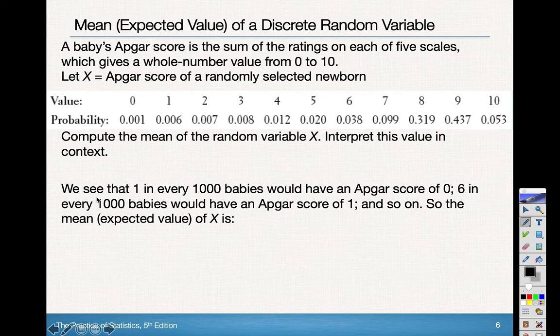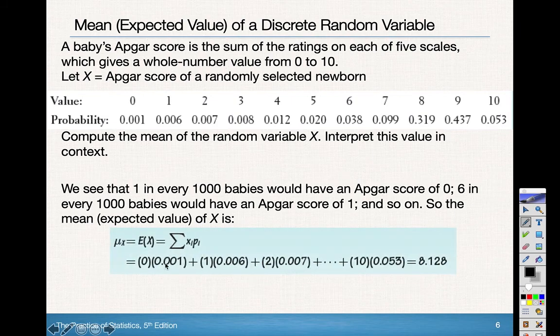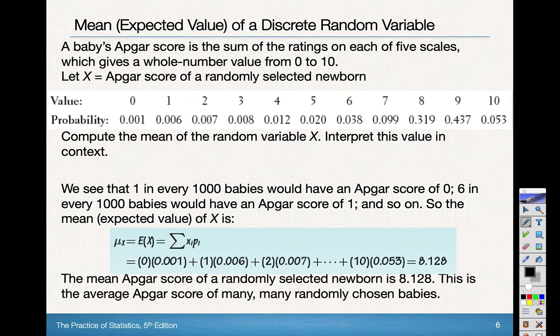We see that 1 in every 1,000 babies has an APGAR score of 0, 6 in every 1,000 has an APGAR score of 1, and so on. So our expected value is the sum of outcome times probability plus outcome times probability. Add them all up, 8.128. A lot of typing, a lot of work there. We'll see if there's a shortcut shortly. But you have to know what this means.